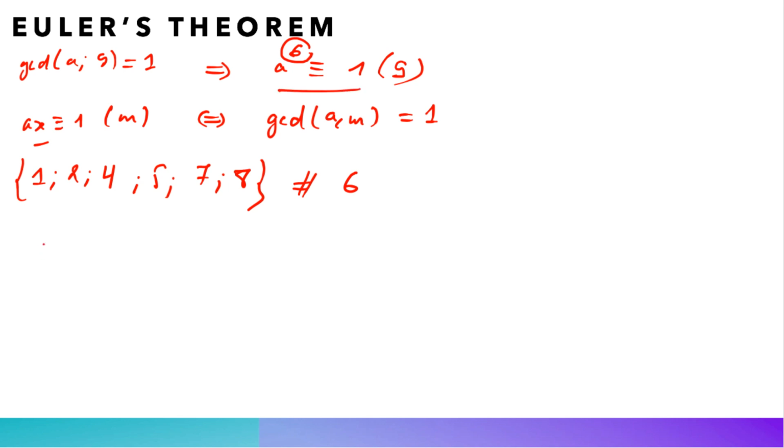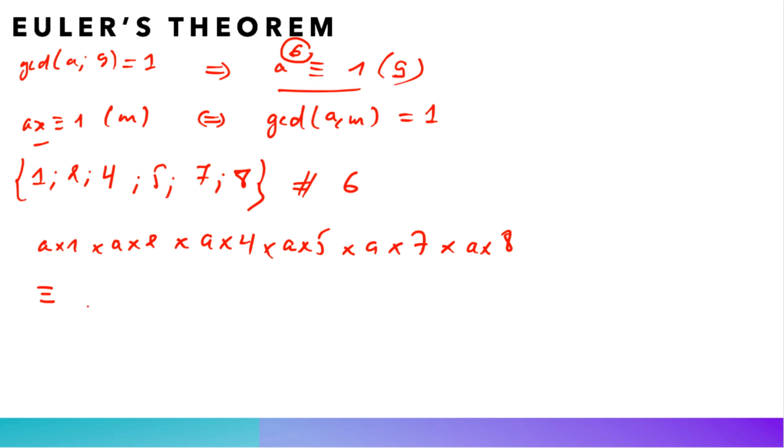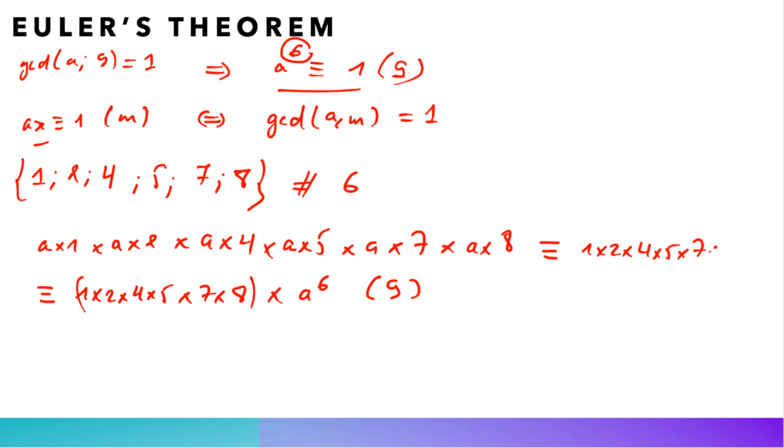So if we take a times 1, times a times 2, times a, not times 3 but times 4, times a times 5, times a, not times 6 but times 7, actually this is a times every invertible, and finally a times 8, one gets that this is congruent to 1 times 2 times 4 times 5 times 7 times 8, all times a power 6 modulo 9, right? Now all we have to show is that this is the same thing as 1 times 2 times 4 times 5 times 7 times 8, all modulo 9, which means that this is a rearrangement of all the invertible elements.